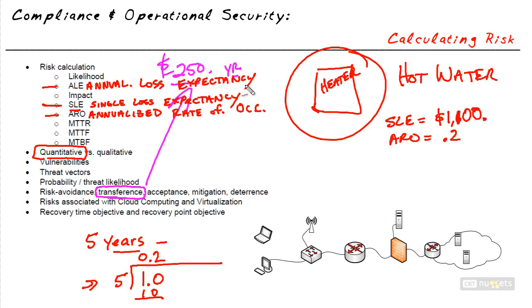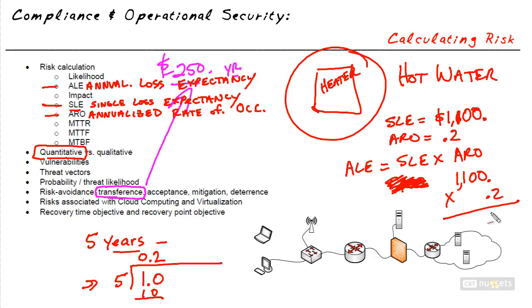And the annualized loss expectancy goes like this. The ALE equals the single loss expectancy times how often it's going to happen, which is the ARO. So if we do that math and we take $1,100 times 0.2, we're going to have 0, 2 times 0 is 0, 2 times 1 is 2, and 2 times 1 is 2. And we had to move the decimal point over 1 right there because of the 0.2. So our annualized loss expectancy is $220 for that single water heater.